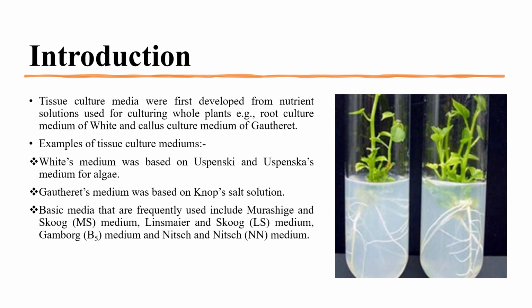There are some examples of plant tissue culture medium. First is White medium, which was based on Uspenski and Uspenskaia's medium for algae. Gautheret medium was based on Knop's salts. What are Knop's salts? Knop's salts is an aqueous solution containing the major inorganic constituents required for the growth of the cells of higher plants, namely calcium nitrate, potassium nitrate, magnesium sulfate, potassium dihydrogen phosphate, and potassium chloride.